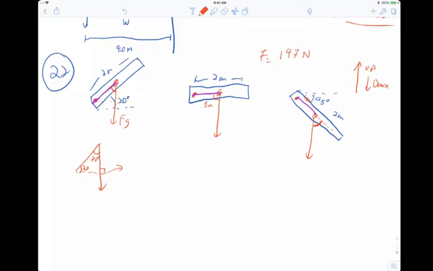And so the torque in this case is going to be the length, the distance between here and here, which is 1, times the force on it, 147, times sine of 70. This one, it's 90 degrees. 1 times 147 times sine of 90.